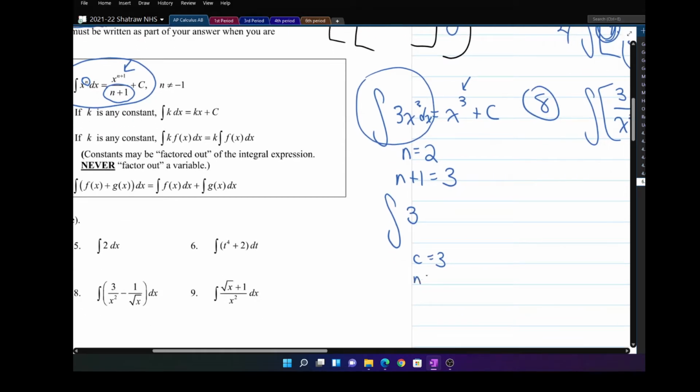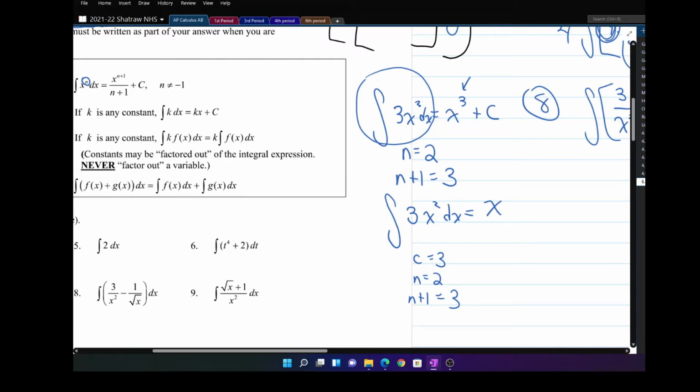Here's my n, that's 2. Here's my n plus 1, that's 3. And then right here, this was x squared with the dx. I'm just writing down the problem there. But now I want to put together my answer. Ready? Here's me putting together my answer.